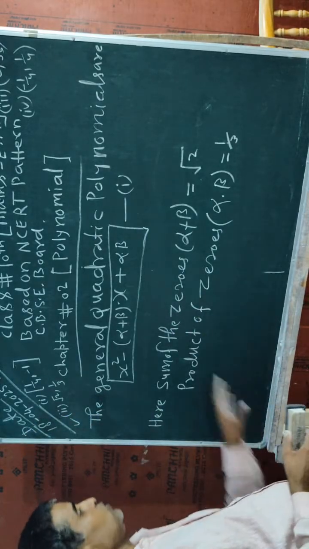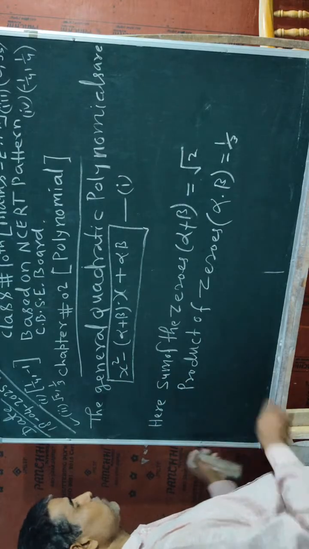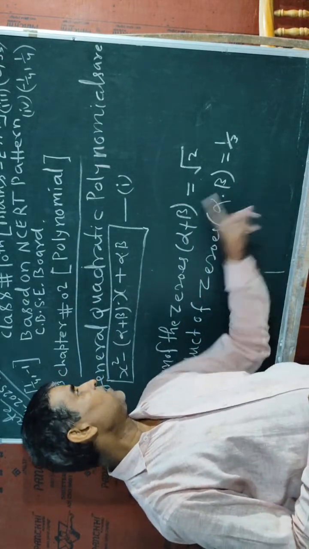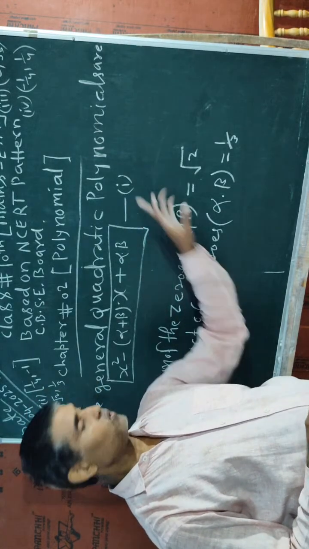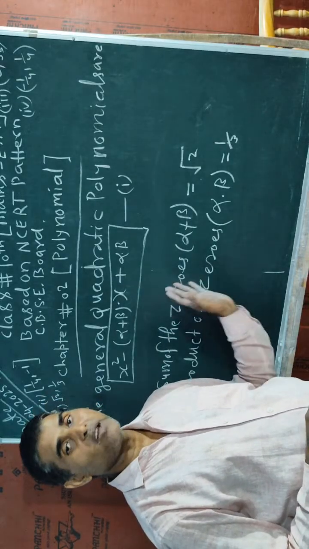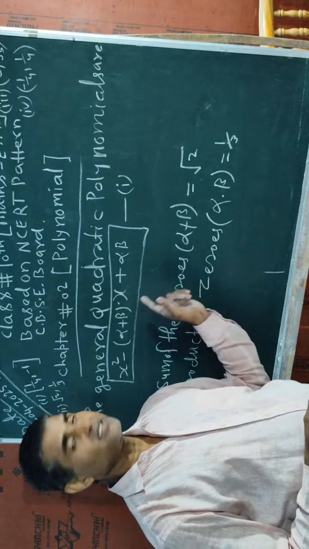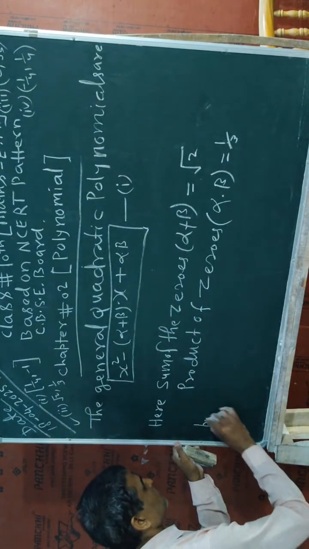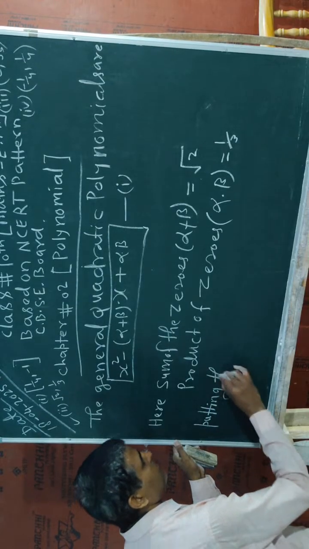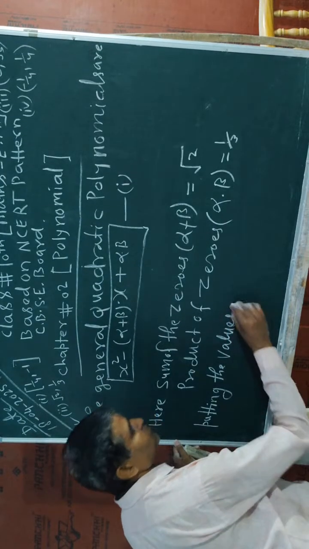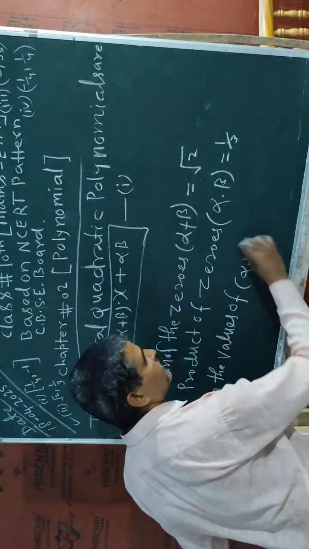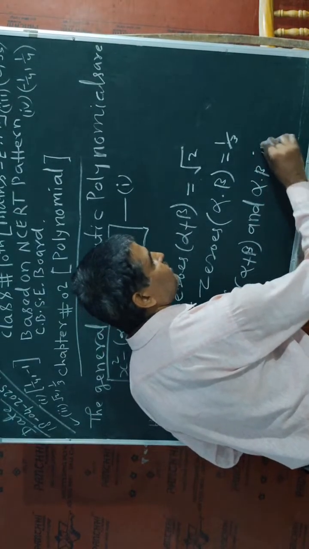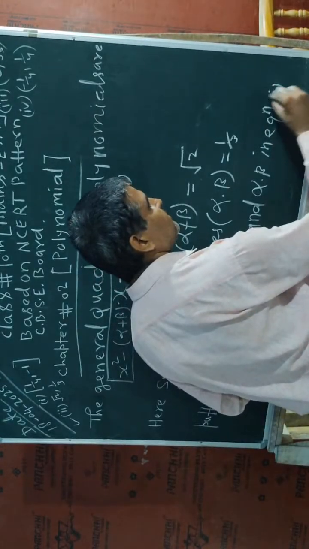Okay student, so now I am going to use this concept here. I am going to write one piece of information here: putting the values of alpha plus beta and alpha into beta in equation 1, we get. Okay student, in the previous question I also used this concept for evaluating the particular quadratic polynomial. So I am again going to write that information here: putting the values of alpha plus beta and alpha into beta in equation 1 we get.